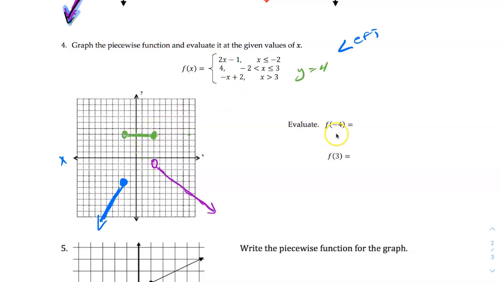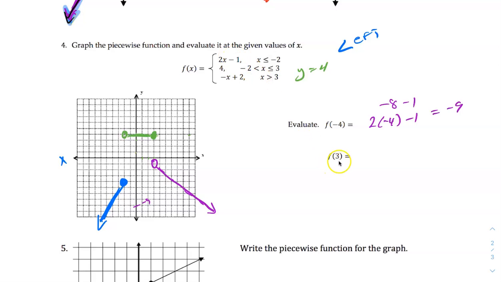Now they want me to evaluate f of -4. So there's two ways to do it. You can look at the graph. Where's -4 at? 1, 2, 3, 4. Goes to the graph. It looks like -7, 8, around there. Or you can use your table, right? -4 is less than -2. So put that equation. 2 times -4 minus 1, -8 minus 1 is -9. So that's -9 over here.